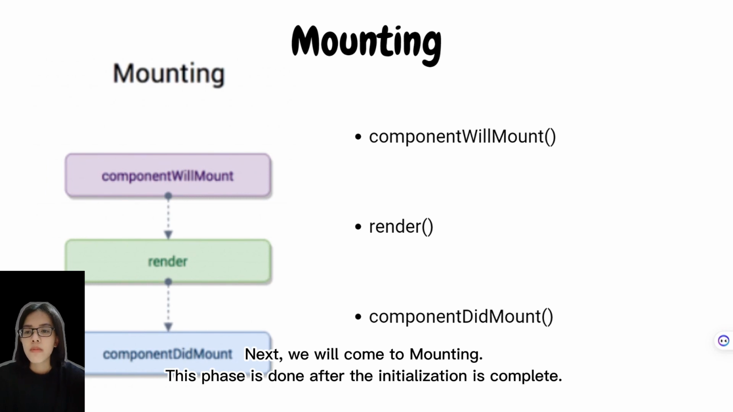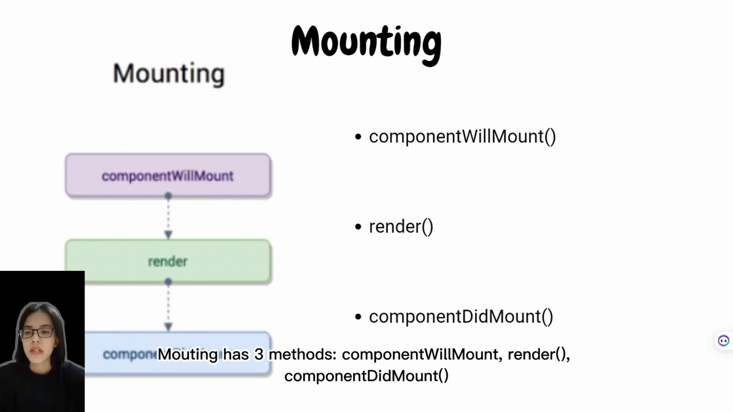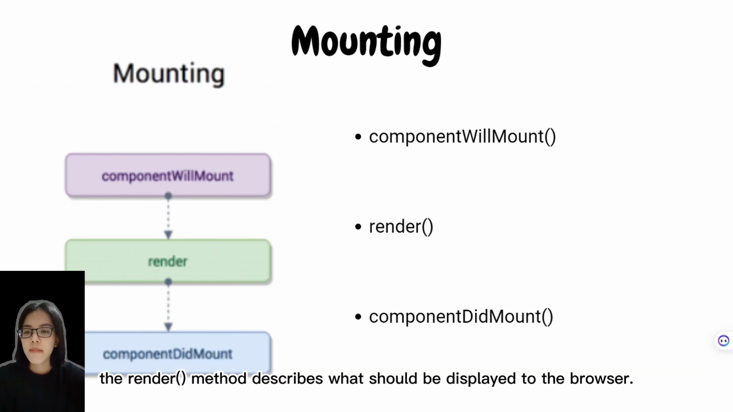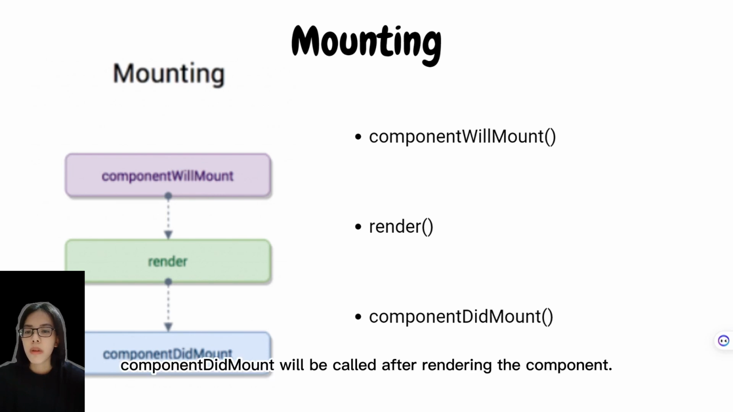Next, we'll come to mounting. This phase is done after the initialization is complete. Mounting has three methods: componentWillMount, render, and componentDidMount. componentWillMount is invoked before the component is mounted, only for the first time. The render method describes what should be displayed in the browser. componentDidMount will be called after rendering the component.